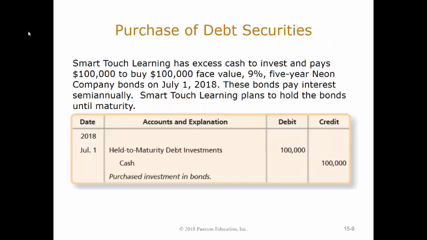The journal entry for the purchase of a debt security is always the exact same thing. It is a debit to the investment that you are making and a credit to the method for which you are paying to acquire that investment.